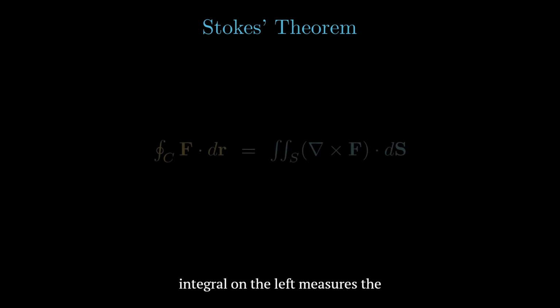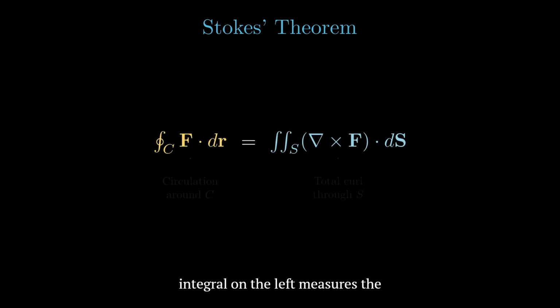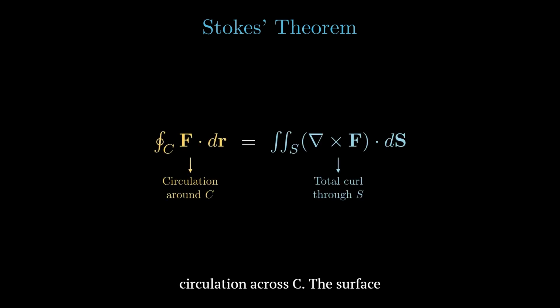And here I'm showing it formally. The line integral on the left measures the circulation across C. The surface integral on the right measures the total curl through S. They are always equal. That's the theorem of Stokes.